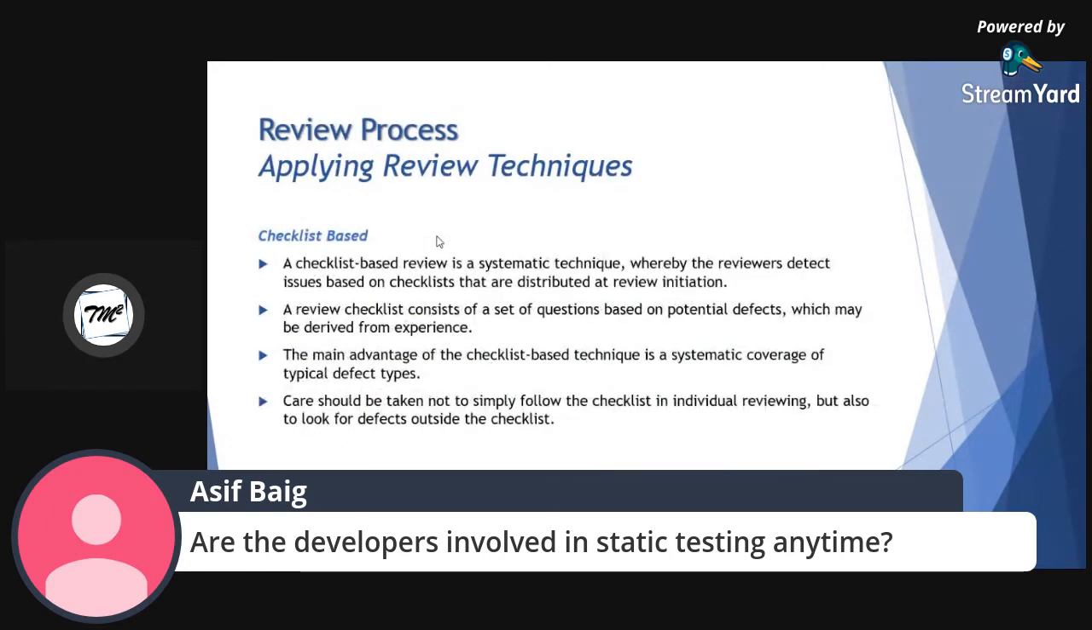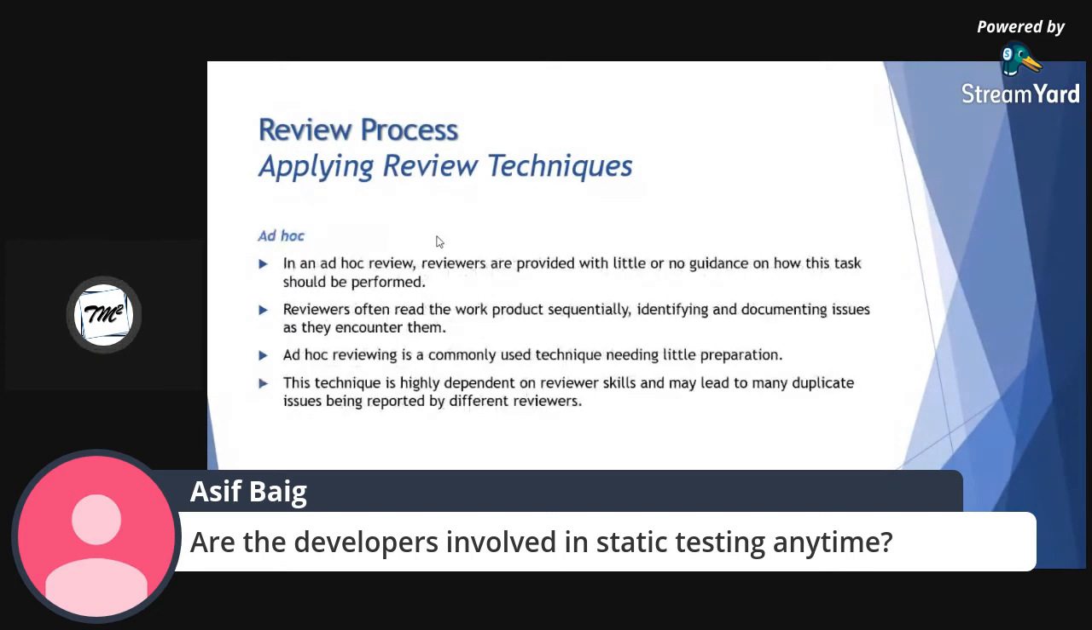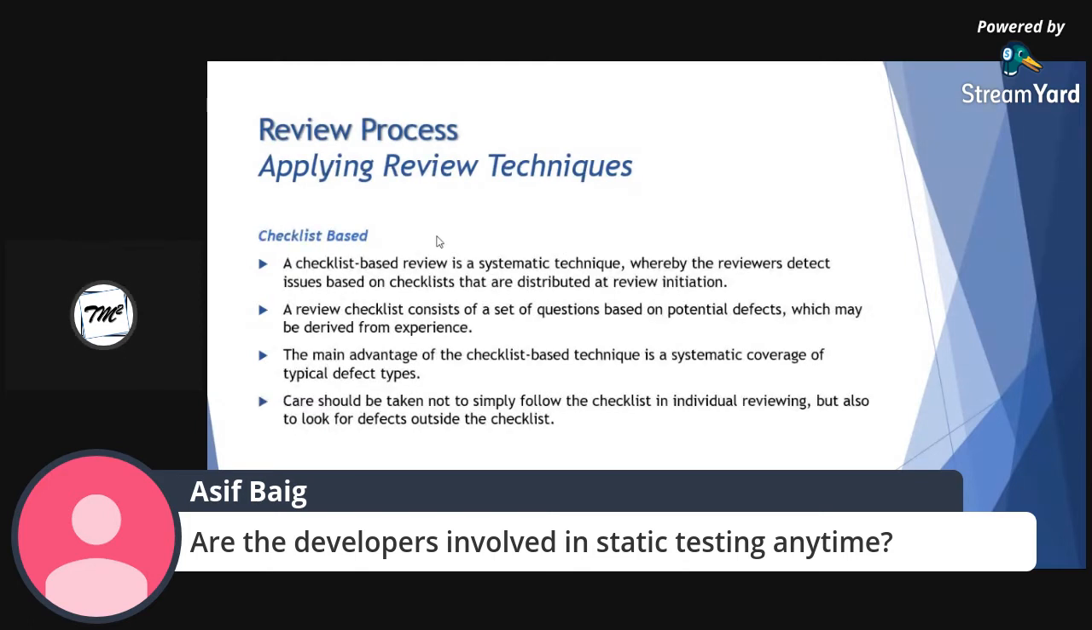There are different techniques which can be used in the review process, like ad hoc or checklist based, where the reference becomes different. Ad hoc is where we don't use any kind of references, we just go randomly to review the document. When you talk about checklist based, we make use of a checklist which is created at the organization level. Generally the checklist will have certain questions listed, and when you review the documentation you answer those questions, yes or no, whether it is there or not, and so on.